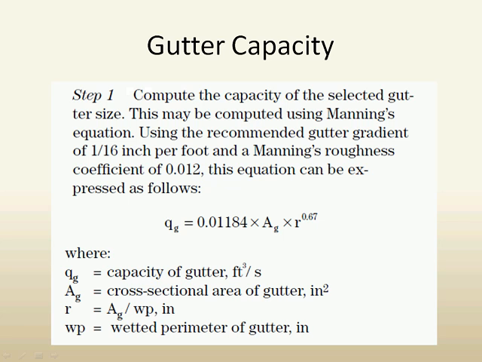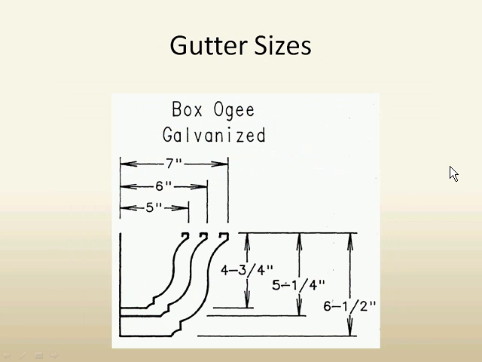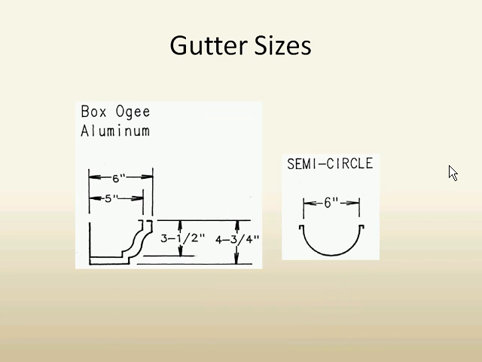You have a cross-sectional area of the gutter. You have a wetted perimeter, and you use basically Manning's equation to calculate gutter capacity, and this is based on a gradient of the gutter of about 1/16 inch per foot. There are typical gutter sizes that are out there. This is a K-type gutter. There's galvanized. There's also aluminum standard sizes.